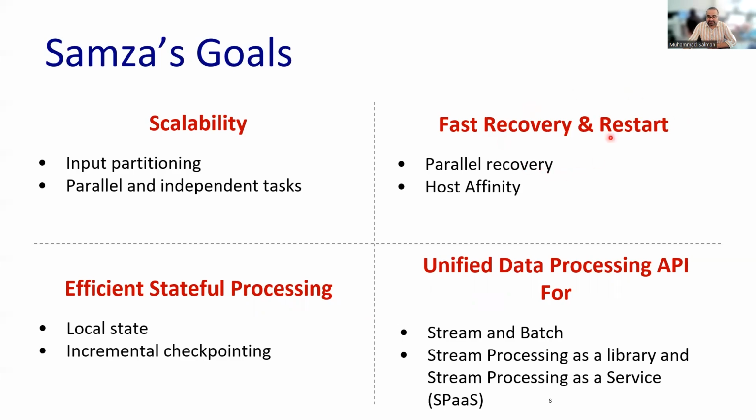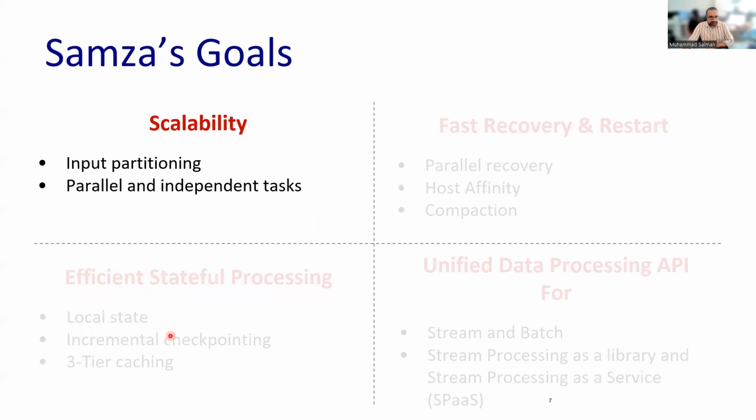Then fast recovery and restart. After a failure, a job or a portion of it needs to be restarted. And a unified data processing API, where Samza adopts a unified model supporting both streams and batches. In other words, Samza treats batches as a finite data stream. So application logic is developed and maintained in one place using unified APIs. We will now see each one of them in more depth and detail.